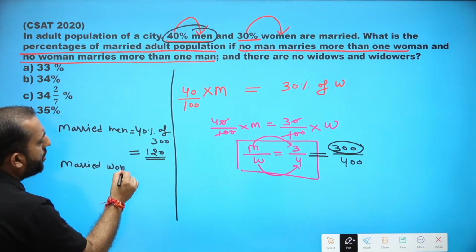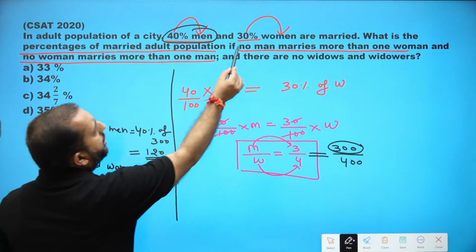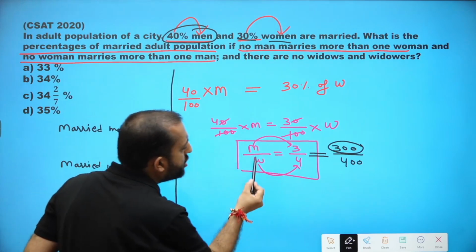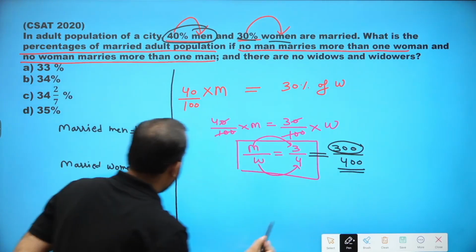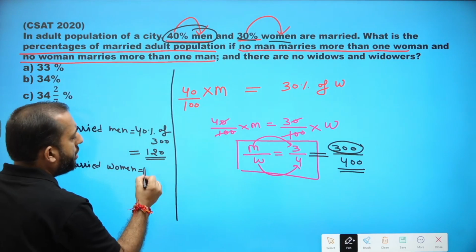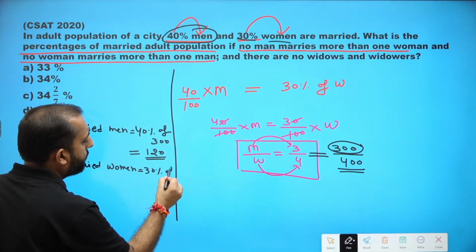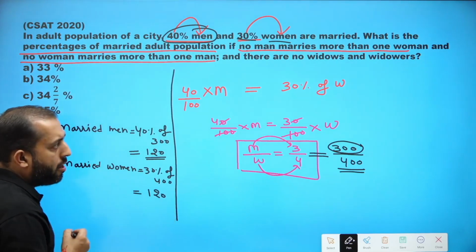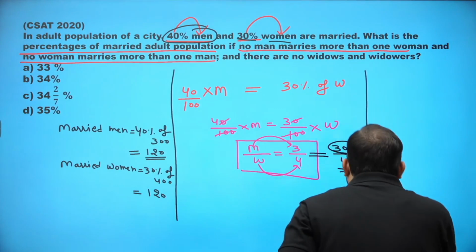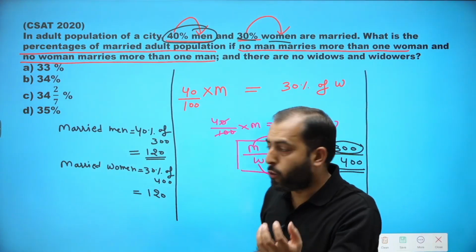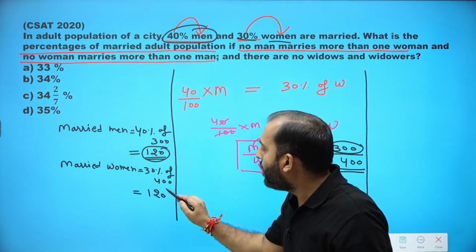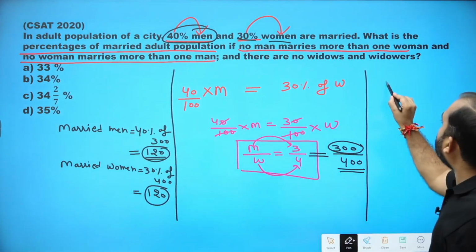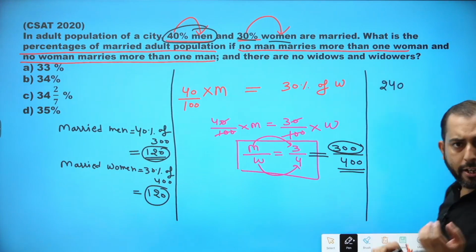We know 40%, sorry, 30% women are married. We assumed 400 women. So what is 30% of 400? 30% of 400 is 120. Now, how many people are married in total? 120 men, 120 women. So 240 people are married in total.